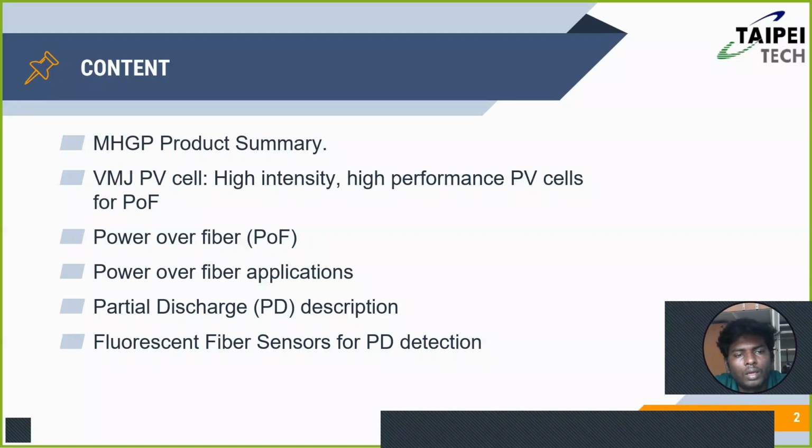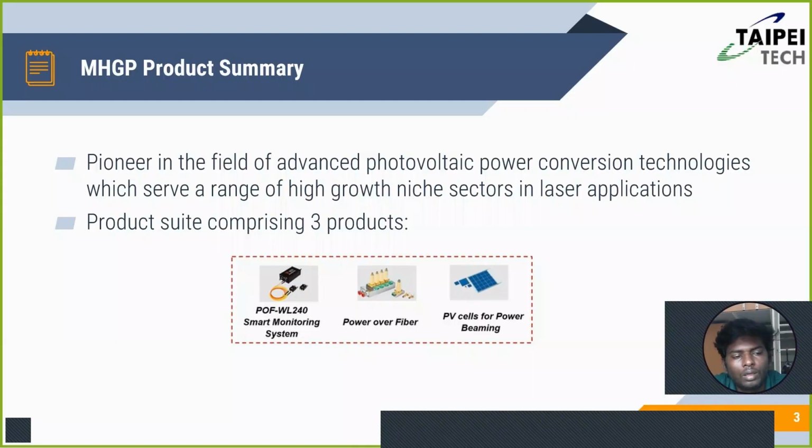A summary of the MHGP product line, details about the VMJ photovoltaic cell, what is power over fiber and where power over fiber can be applied, what is partial discharge and how it is detected, and the unique role of fluorescent fiber sensor in PD detection.